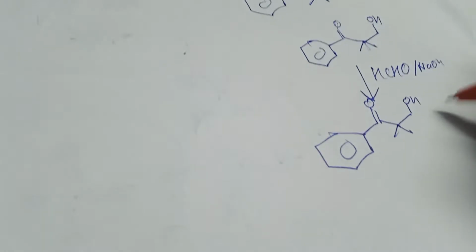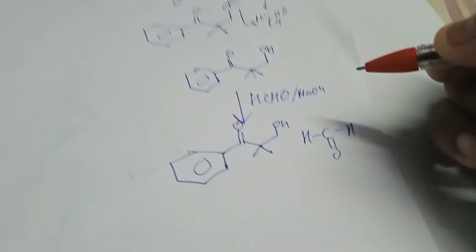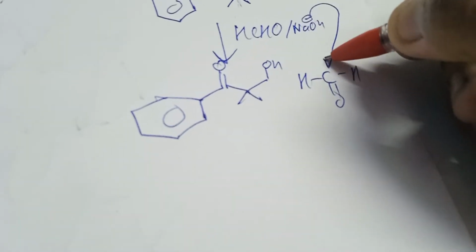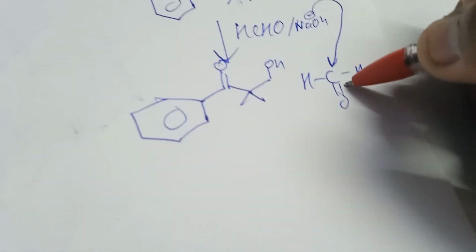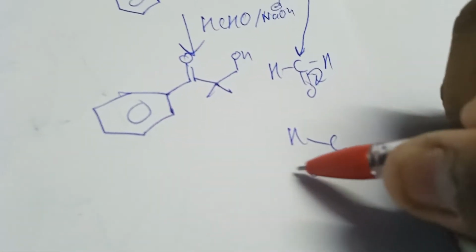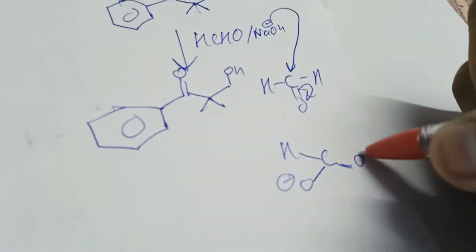attack NaOH, OH minus, on the one which is sterically less hindered, or which is very prone to nucleophilic addition, and which is of course formaldehyde due to steric hindrance. Over here we get O minus, OH.